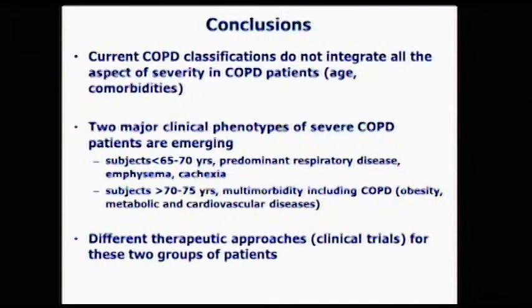And it's very likely that these kinds of patients would benefit from very different approaches. For example, if you want to use statins or beta blockers, you should probably do your clinical trials with this kind of patients. If you want to show that you have a new drug that prevents the development or the progression of emphysema, you should probably start with the first group of patients.